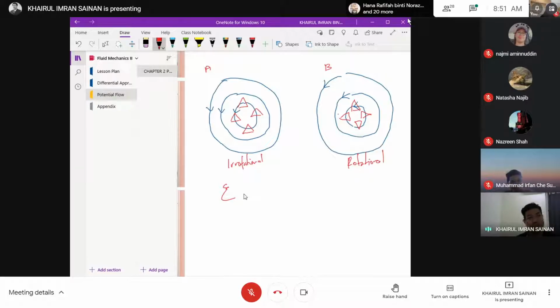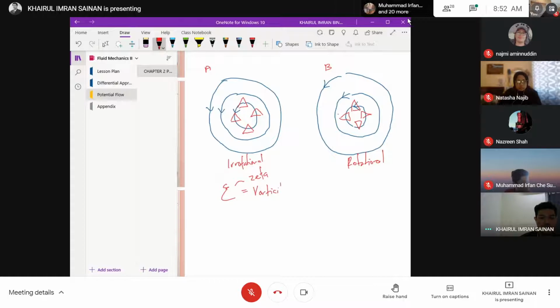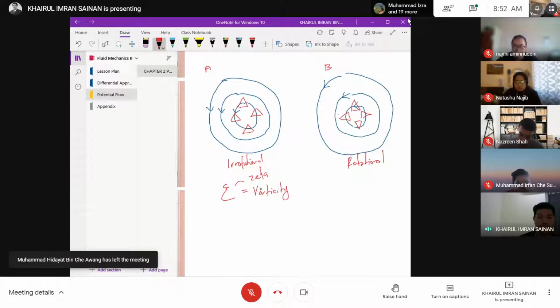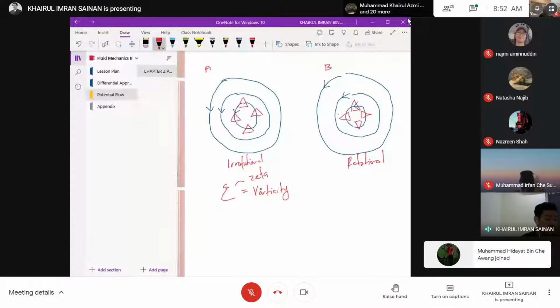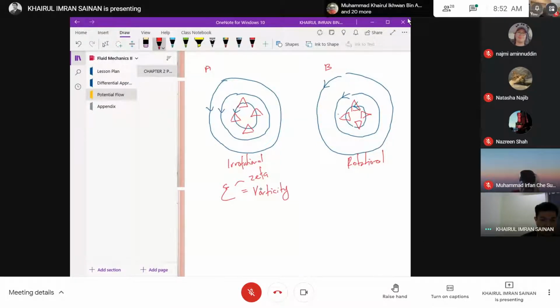Okay. The symbol, we call this as zeta. Okay, this is zeta. Some spell it Z-H-E-T-A. Some spell it like this, zeta. So this is for vorticity. So this vorticity is the judgment for us whether the flow is rotational or irrotational. So how we're gonna analyze this one is when zeta is equal to 0, the flow is irrotational.